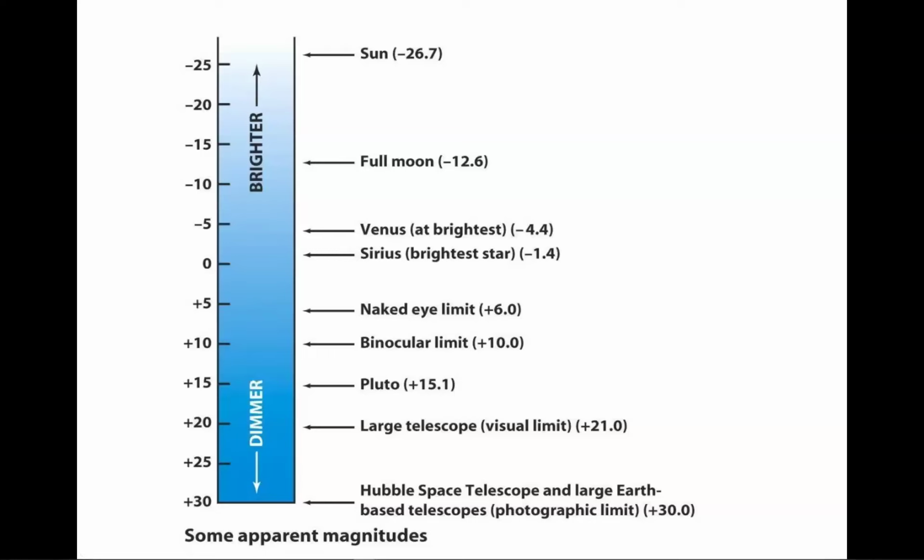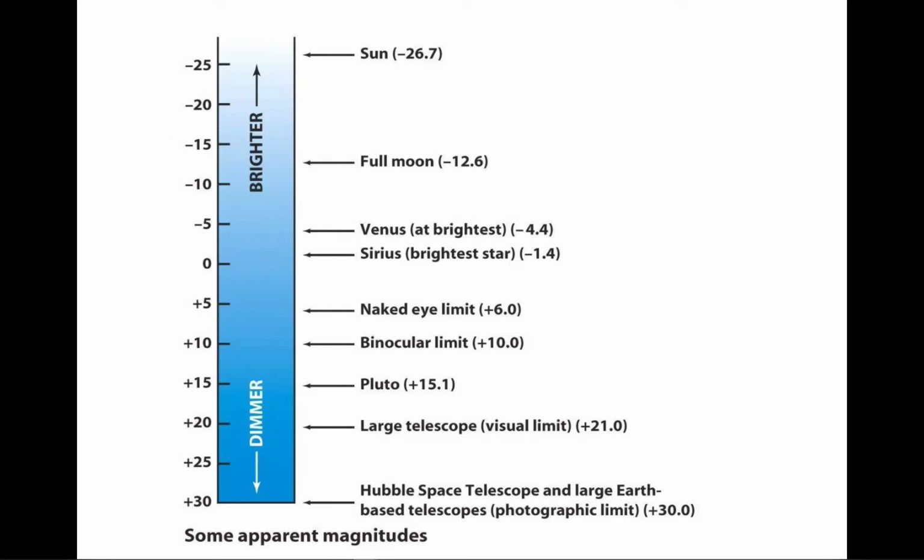Start by reviewing the magnitude scale. This is showing things from very bright to very dim. Usually I put the dim things up at the top and the bright things at the bottom so that the negative parts are headed downward, but that's the reverse of what we have here. So the very dimmest things are down at the bottom, magnitude plus 30.